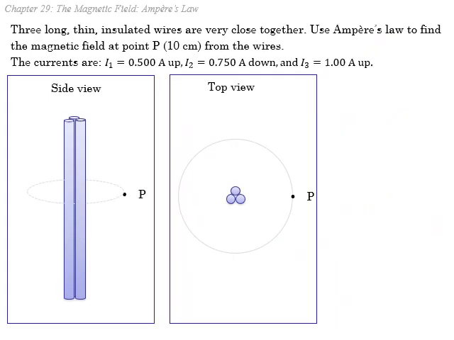Let's do an example now that's just a little bit more complicated. Let's say that we have 3 long, thin insulated wires and they're very close together. We'd like to find the magnetic field 10 centimeters from those wires. So we have 3 currents. Current 1, I1, is 0.5 amps. That points straight up. Current I2, that's 0.75 amps. That's down. And current I3 is 1 amp. That one's in the back. That's 1 amp straight up.